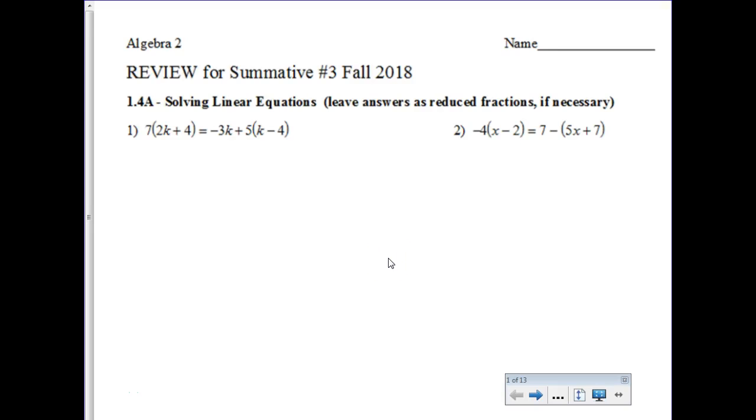So review for Summative 3. We're going to have quite a few old topics on this Summative. The newer topics show up at the end, so if you need to skip around, that's totally fine. But this is an old topic of solving linear equations.